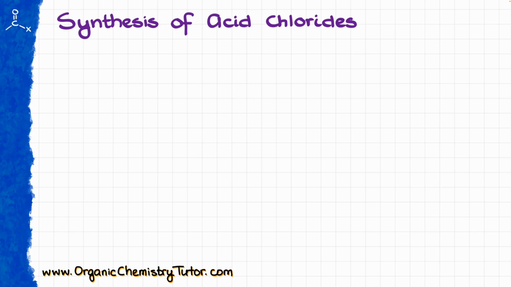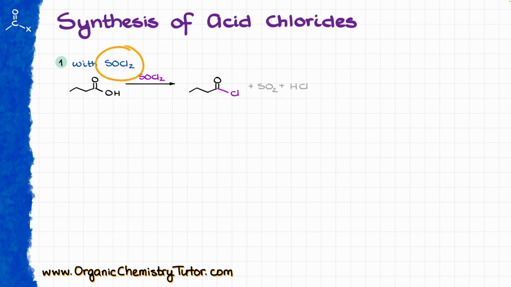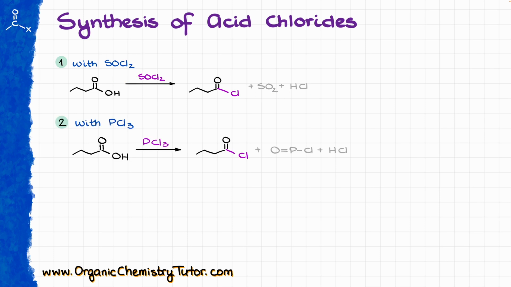There are three main methods for making these compounds, all of which start from the carboxylic acid. We can react carboxylic acid with thionyl chloride, SOCl2, which is going to give us SO2 and hydrochloric acid as our co-products. Or we can react carboxylic acid with PCl3, phosphorus trichloride, which is going to give us phosphorus oxychloride and hydrochloric acid as the co-products as well.